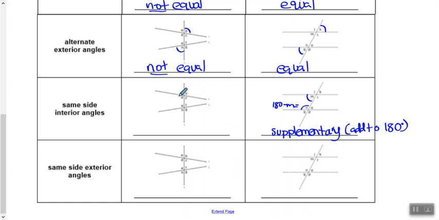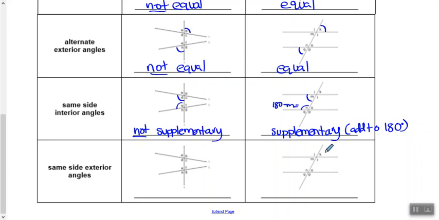Now here, if I take a look at D and E, I have two obtuse angles, and two obtuse angles are not going to be able to add to give me 180 degrees. So we know that they will not be supplementary if I do not have parallel lines.